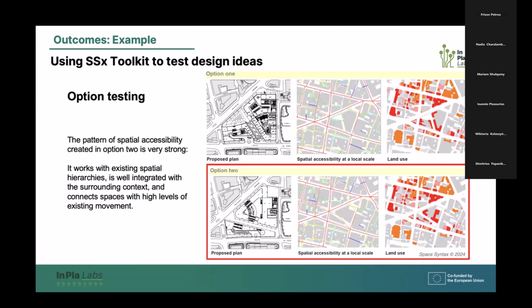Here, for example, you have two design options, option 1 and option 2. As you can see from the picture, the pattern of spatial accessibility created in option 2 is very strong. Take a look at the triangle in the center of the picture and how it works with the existing spatial hierarchies and is well integrated with the surrounding context. It connects spaces with high levels of existing movement, in comparison to the upper picture, which has more bluish or greener streets.